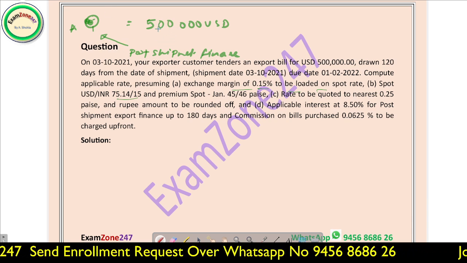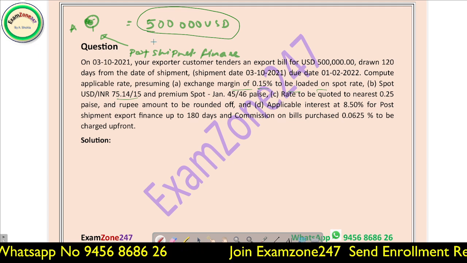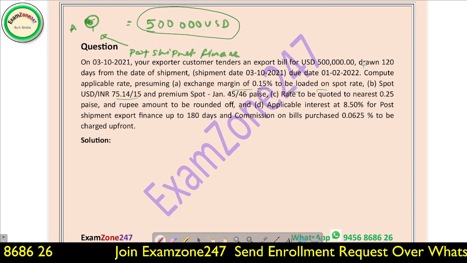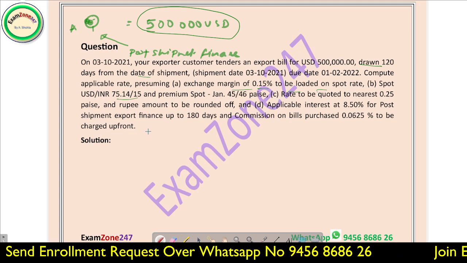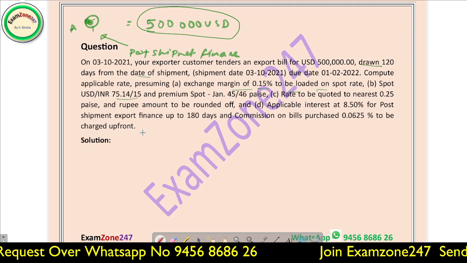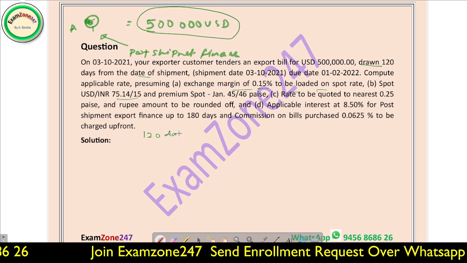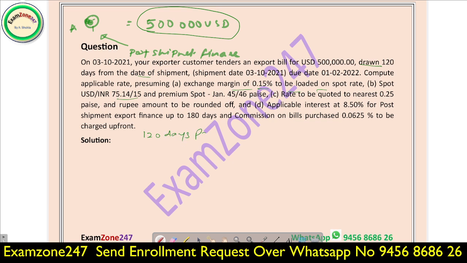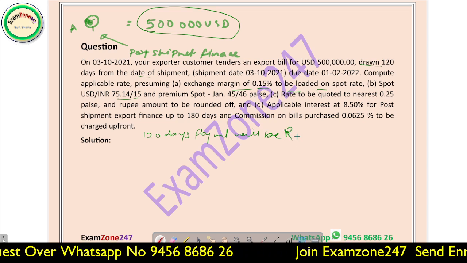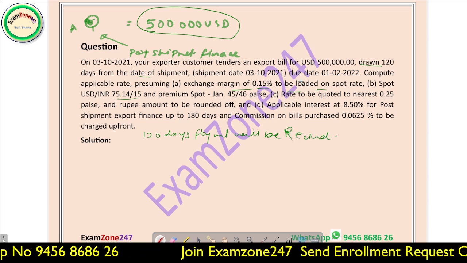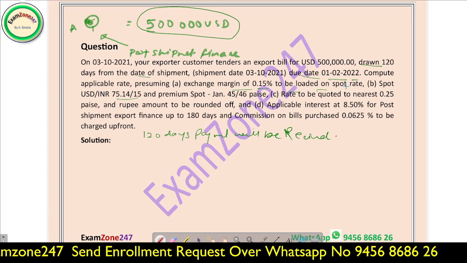Now he has this much dollar to receive, and 120 days from the date of shipment. If nothing is quoted, you should go through the concept that by 120 days the payment will be received. Now the due date is 1/2/2022.